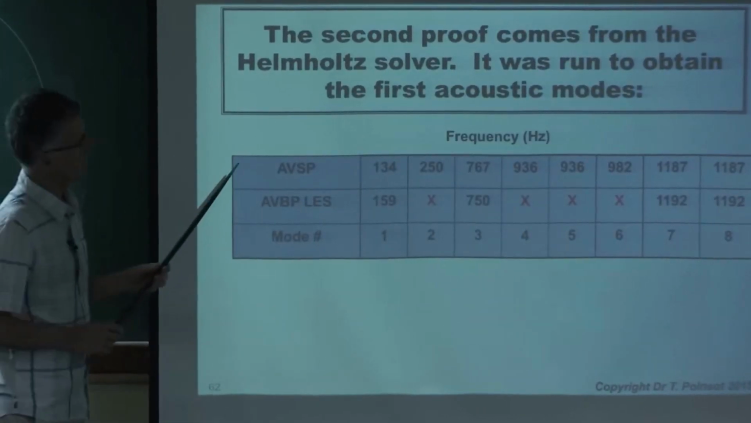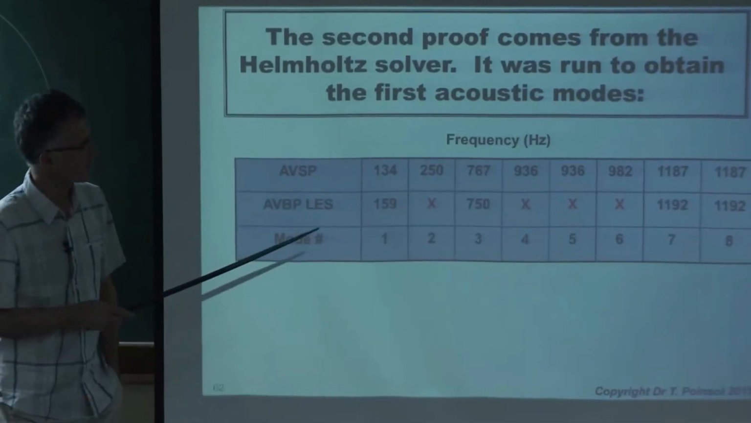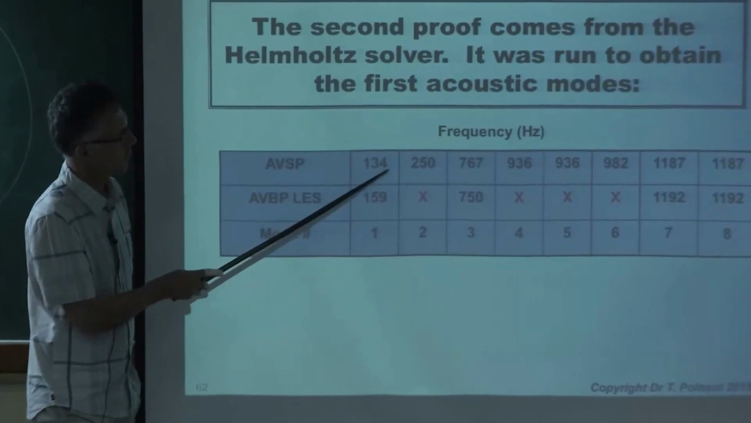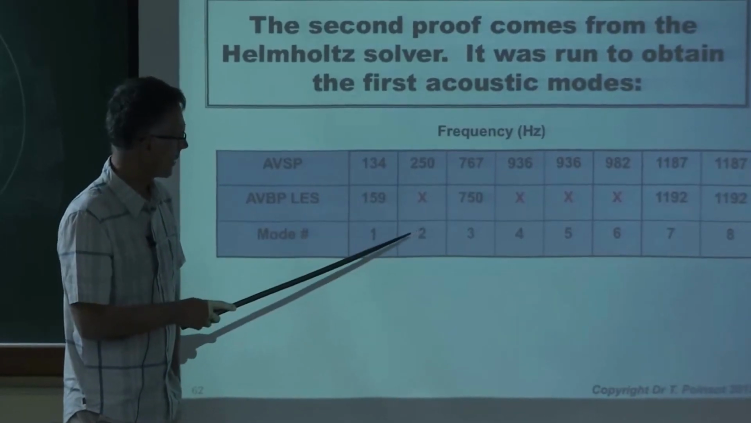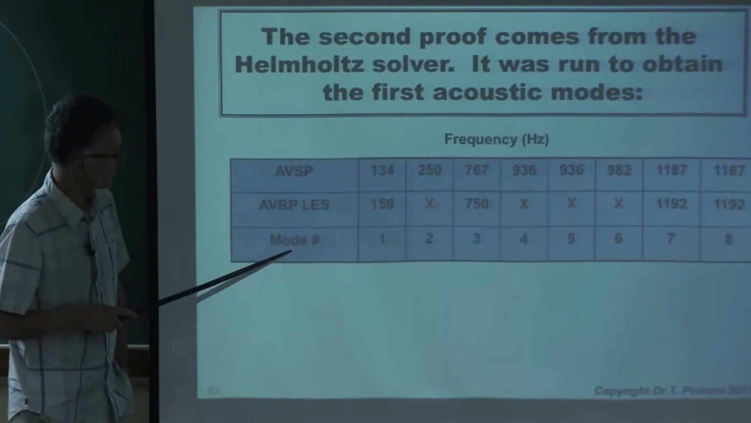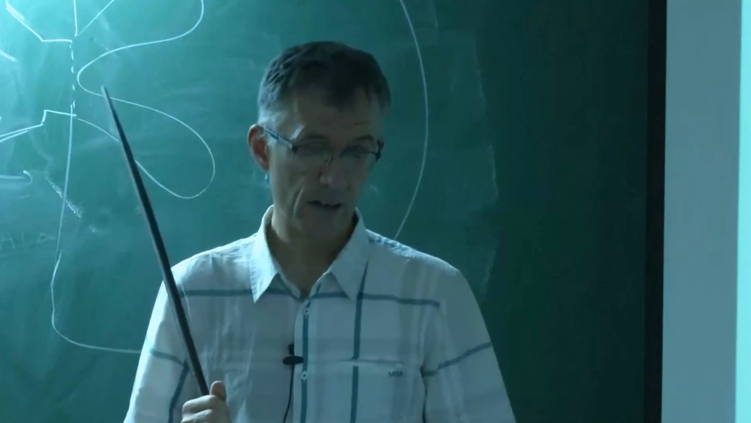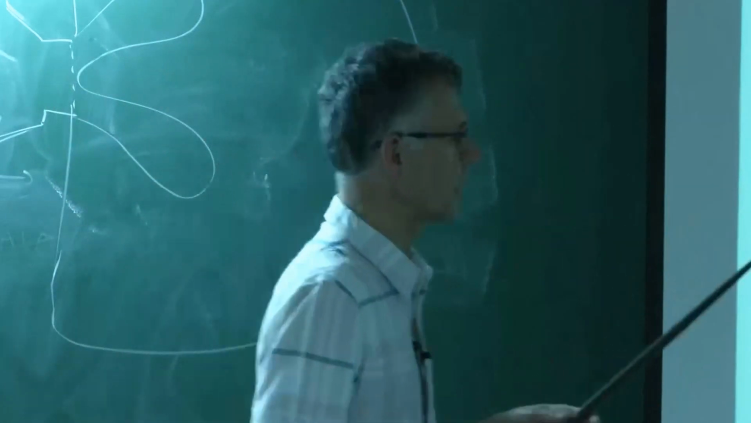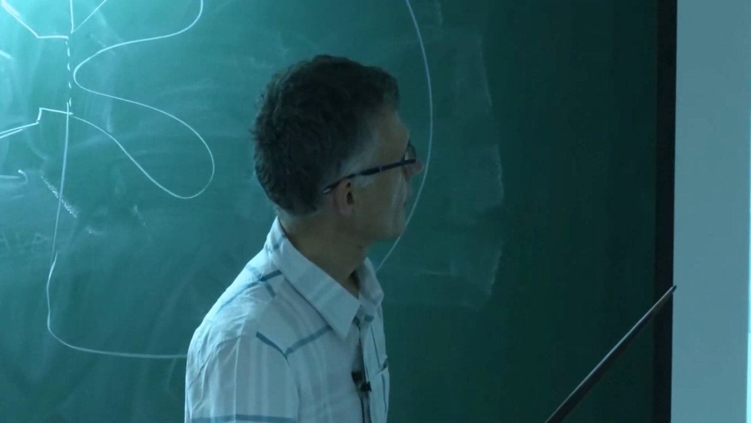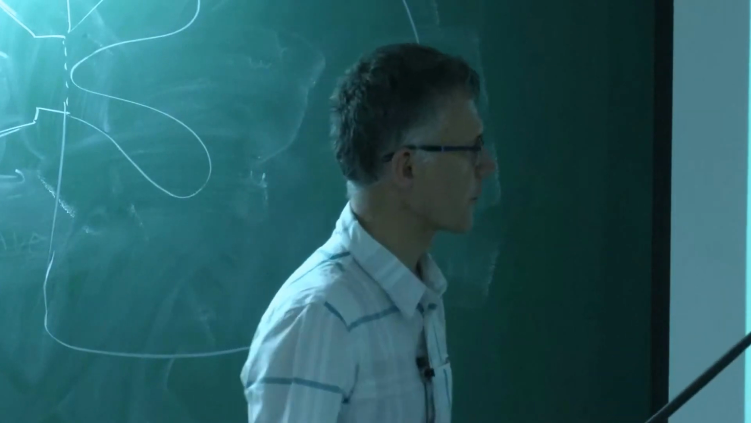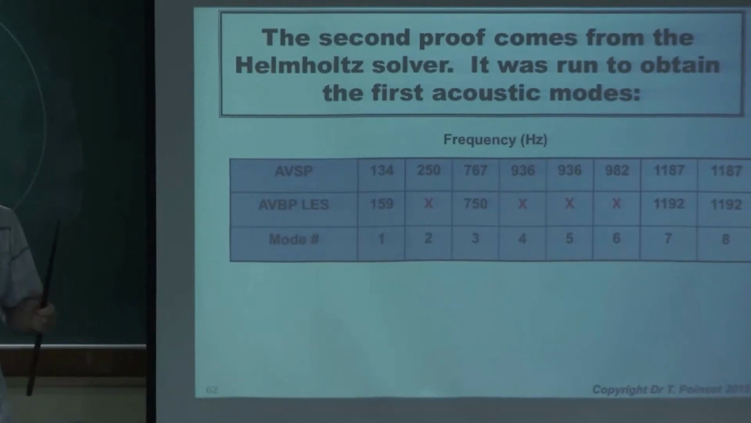Now the second proof is that you can run the Helmholtz solver, again, for the full geometry. And this is what the Helmholtz solver is telling you. It's telling you, okay, you get a mode here, 134 hertz, 250, etc. And here you see there is 250. And so the mode number 2 given by the AVSP is matching the frequency of the experiment. So that suggests that what we see is really an acoustic mode and not something obtained because of the PVC for cold flow. Now, the surprising thing is that when we ran the LES, we did not see it. The LES was not seeing this 250 hertz mode.